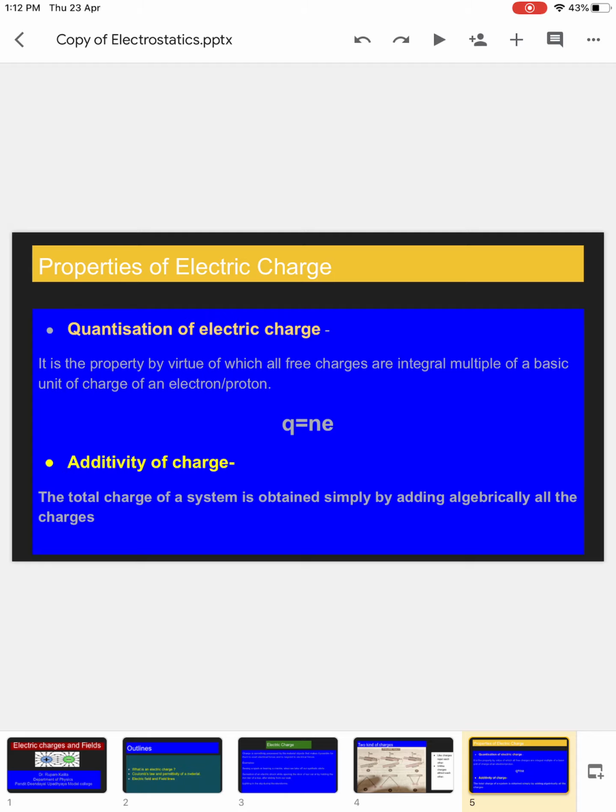Now the next property is additivity of charge. Suppose a large number of charged particles are present in a system, then what will be the total charge of the system? The total charge of the system is obtained by adding all the charges together, and that will give you the total charge of the system. That is called additivity of charge.